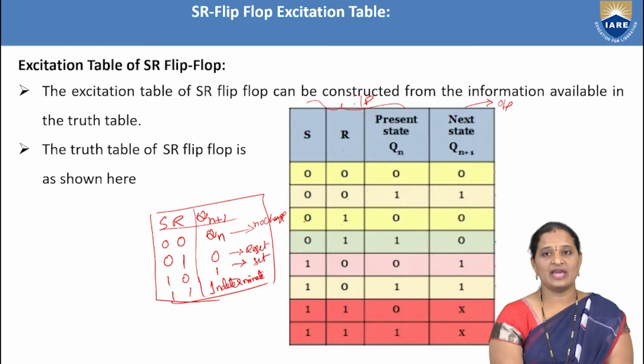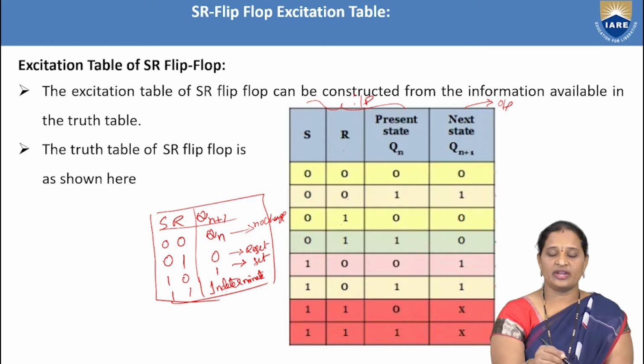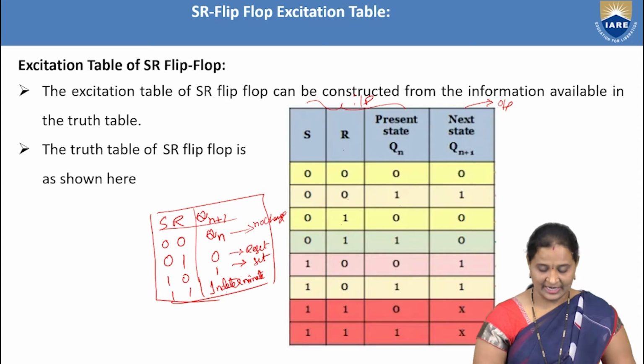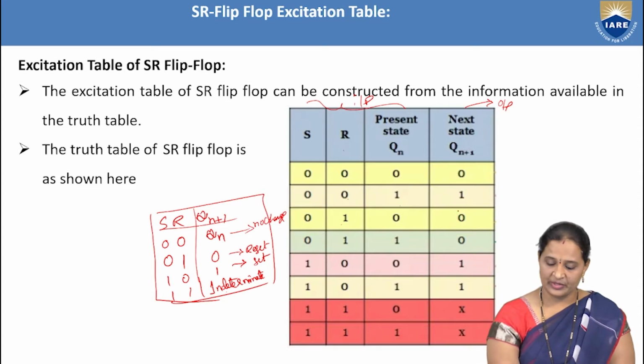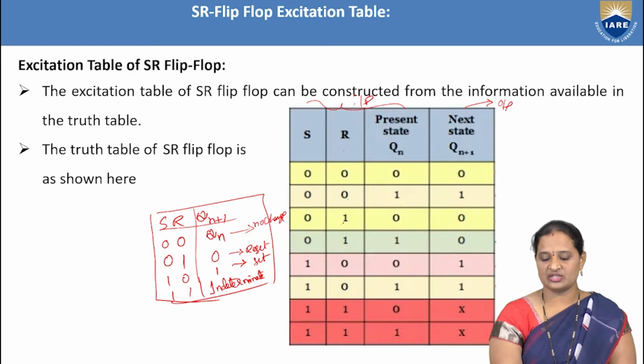Now coming to S equal to 0 and R equal to 1. According to this truth table, when our reset input is 1 and set input is 0, whatever the present state may be, the next state is equal to 0. That means it resets the flip-flop. So in both cases, S R equal to 0, 1 with present state 0, the next state is 0, and with present state 1, the next state is also 0.